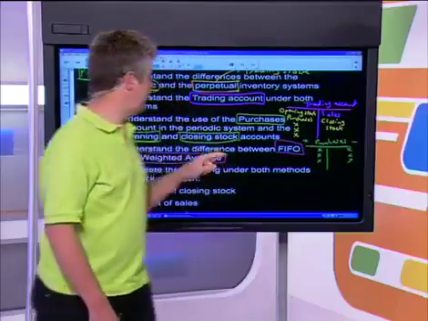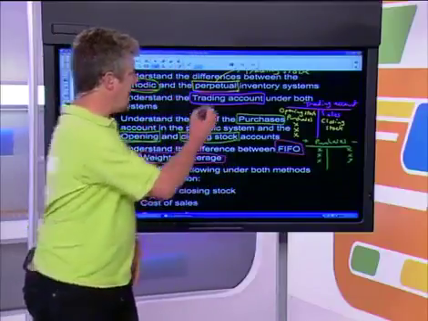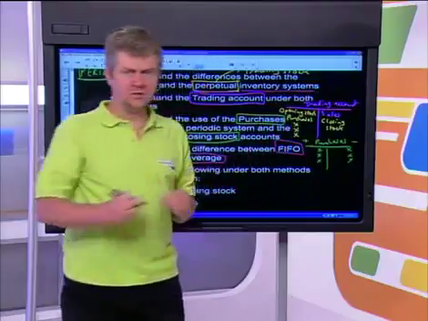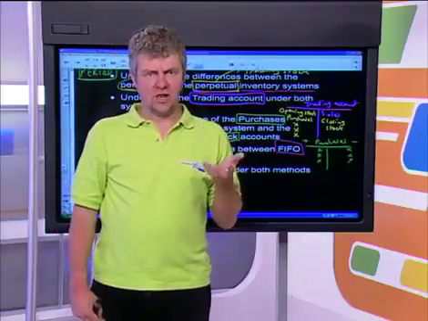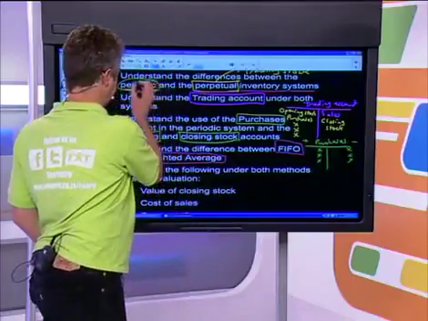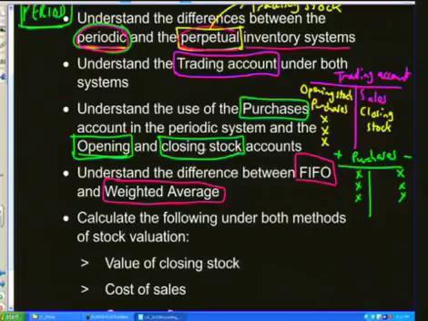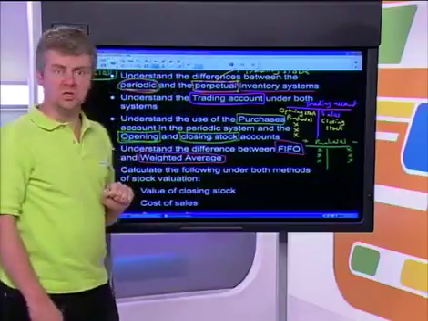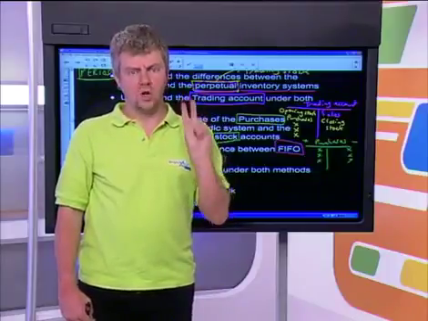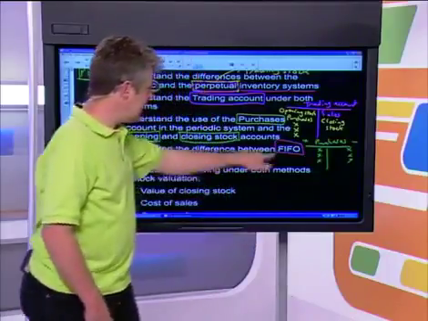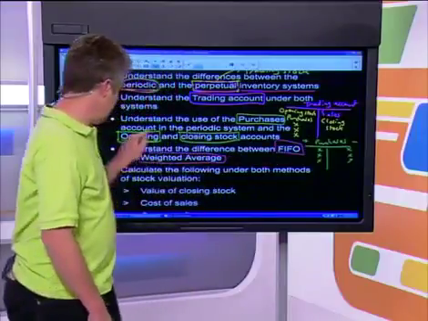The first thing you need to know is that when you're choosing an inventory system, it means when are you going to calculate your cost of sales and how are you going to calculate your cost of sales. If you're choosing an inventory system, you have the choice between periodic and perpetual. So you choose one of them and you stick to it. Then when it comes to valuing your stock, in other words, valuing your opening stock or valuing your closing stock, you've got a choice of two methods: that can be first in, first out, or it can be weighted average.